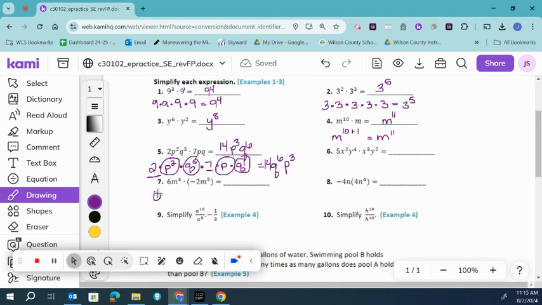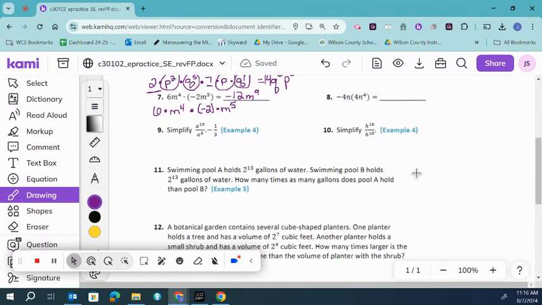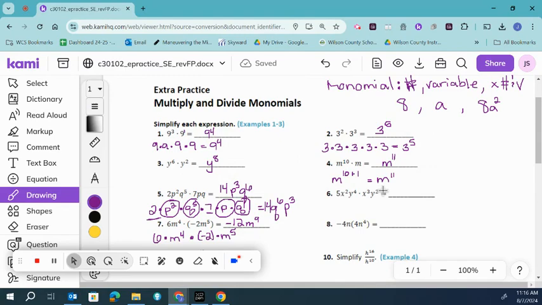So for this one we have 6 times m to the fourth power times -2 times m to the fifth power. Again, 6 times -2 gives me -12. M to the fourth, m to the fifth. We add 4 plus 5 gives me m to the ninth power. Then we're going to come down and take a look. So that's multiplication, multiplying our monomials.